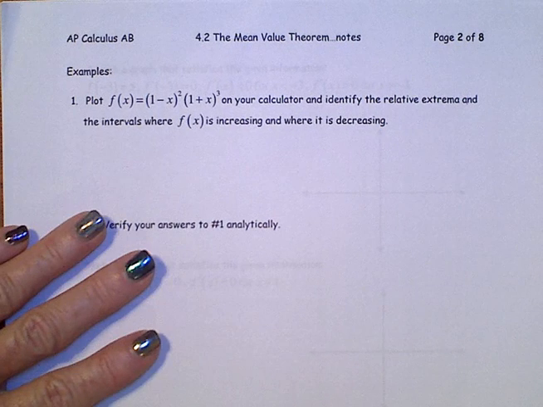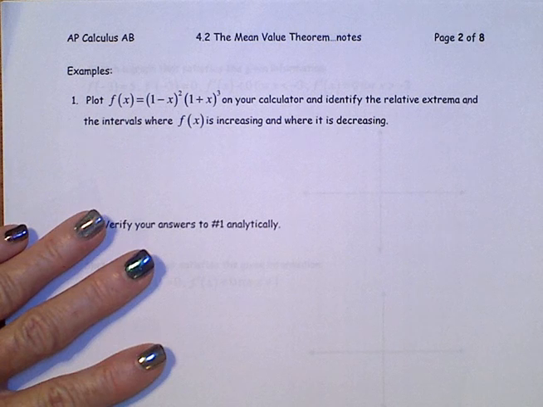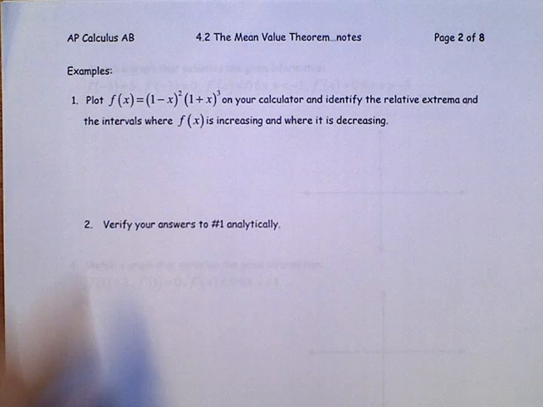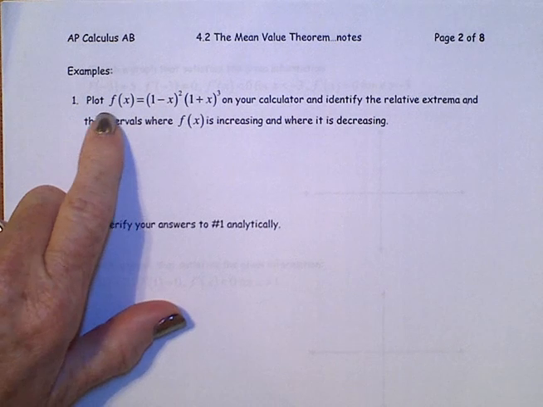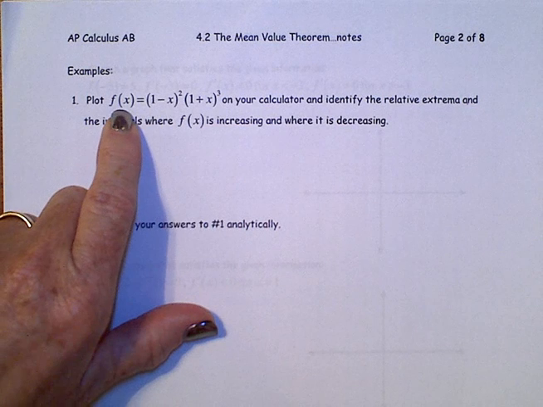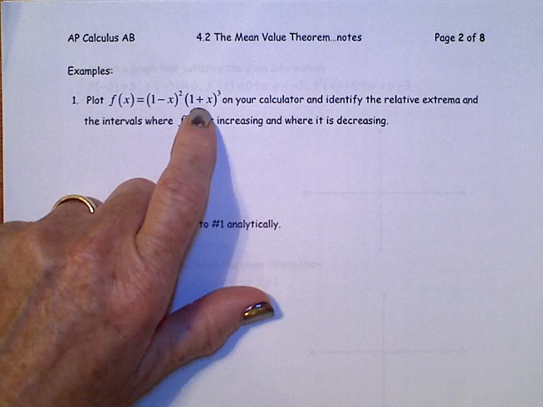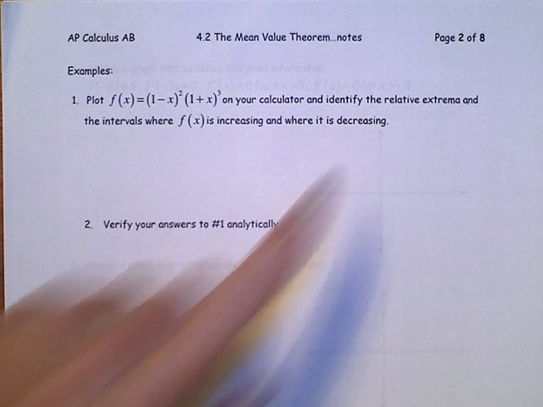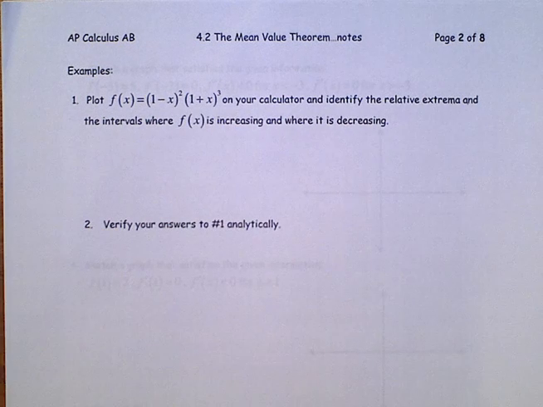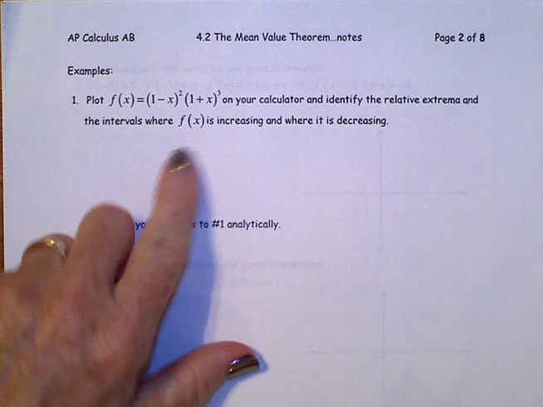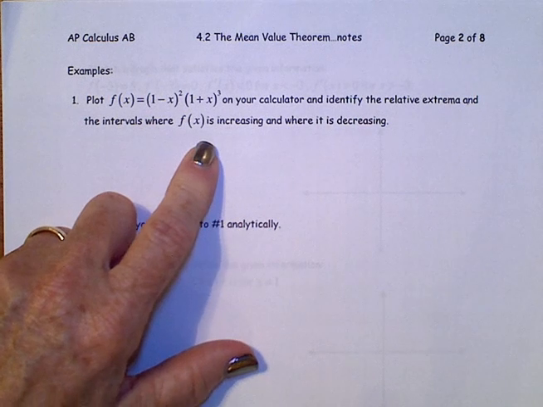AP Calculus, section 4.2, page 2. We are going to start off today by graphing f of x equals (1 minus x) quantity squared times (1 plus x) quantity cubed on your calculator, and identify the relative extrema and the intervals where f of x is increasing and where it is decreasing.